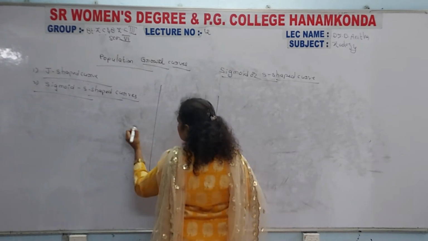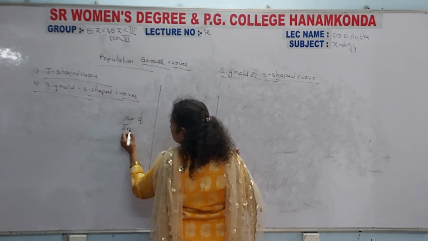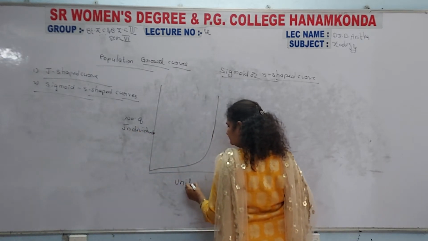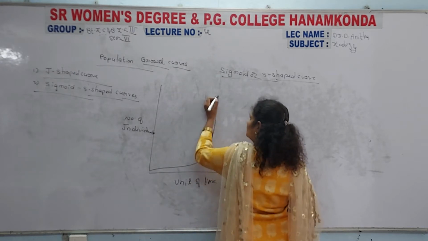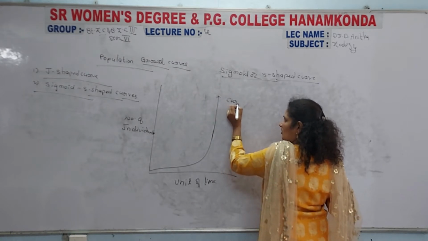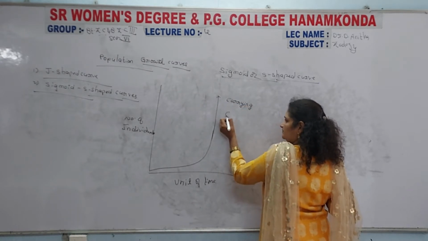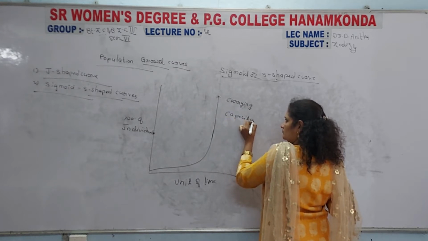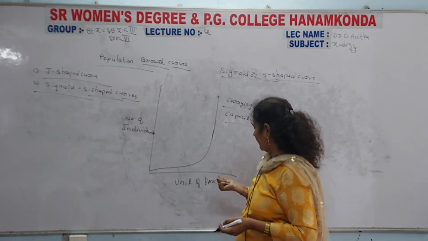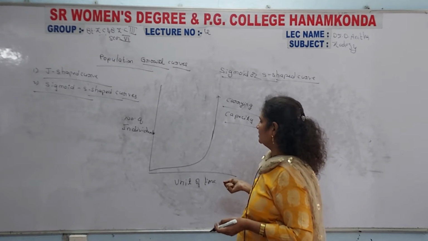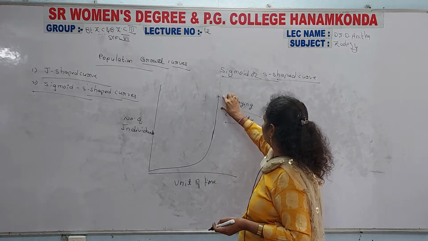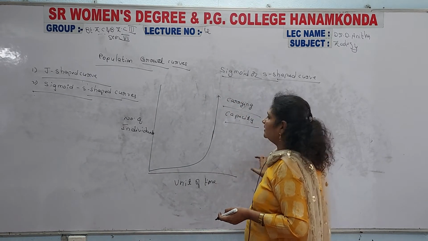Next, the J-shaped curve: the number of individuals in a unit of time leads to the J-shaped curve and reaches a maximum number, which is also called the carrying capacity. Here is another example of the J-shaped curve. The number of individuals in a unit of time all reach a maximum number, and that is also called the carrying capacity.